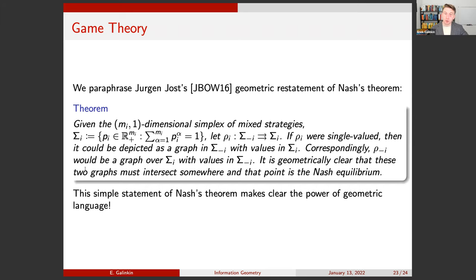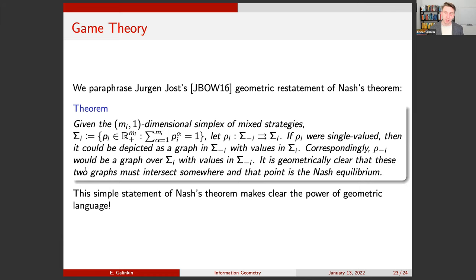So we take this function rho sub I, which is the map of sigma negative I being sigma without I, right? So without element I onto sigma I. So if this rho sub I is single valued, then it's a graph in sigma without I with values in sigma I, right? Which means that it's also a graph over sigma I with values in sigma not I. And these two graphs have to intersect somewhere, right? Because they are pointing in this M dimensional space. They have to have some point where they intersect, right? And that point is the Nash equilibrium.